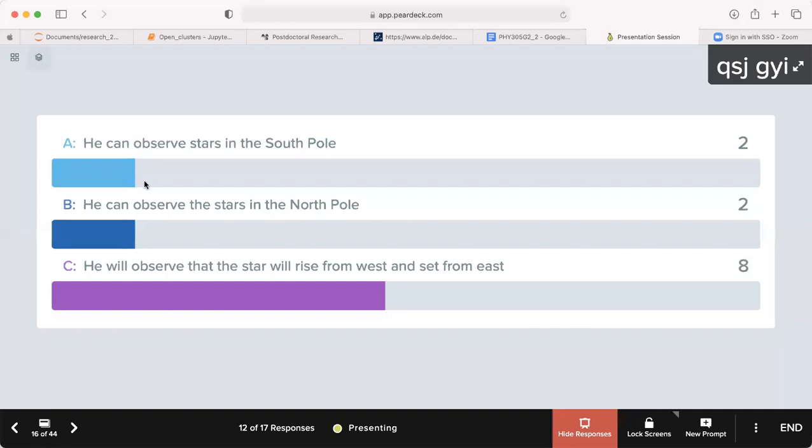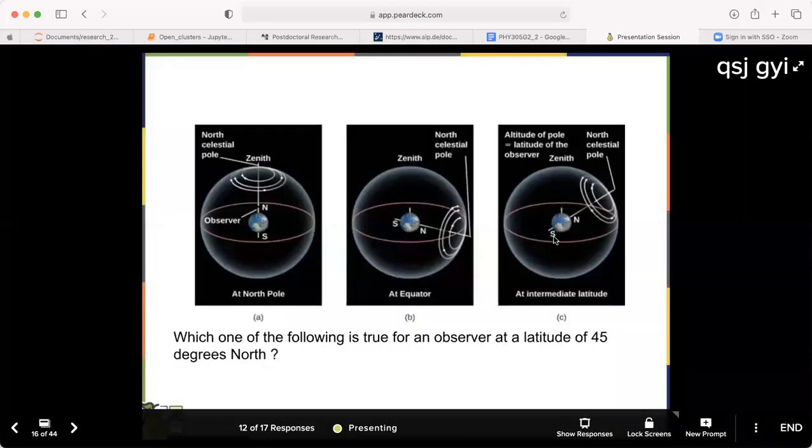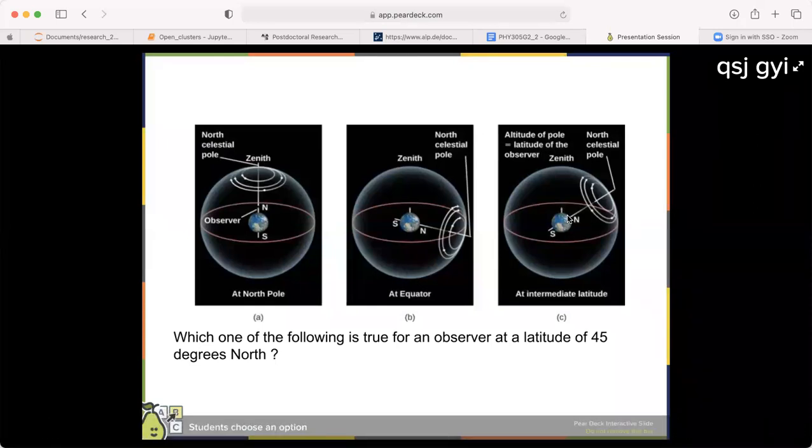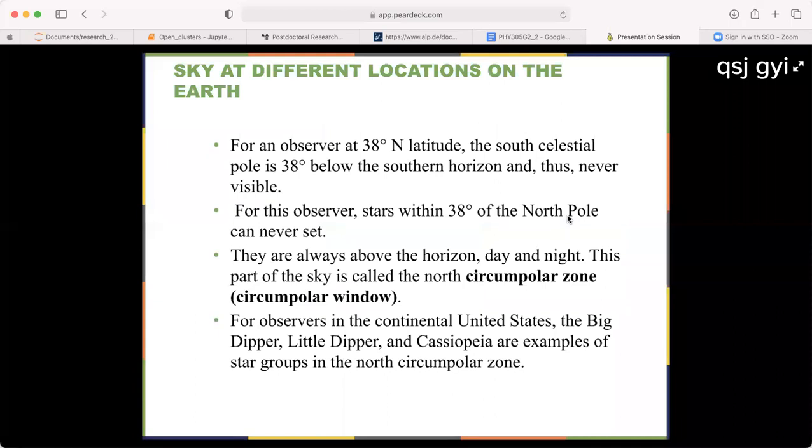Right, and then the second answer is he can observe the stars in the North Pole. Right, now how about that? Right, so all the stars, because he is in northern latitudes, his North Pole should be similar to his latitude. So that means if he is 45 degrees north, his North Pole should be 45 degrees above the horizon. So what that means is he should be able to see the North Pole, right? Because the North Pole is 45 degrees above the horizon. So that's what I have mentioned here.